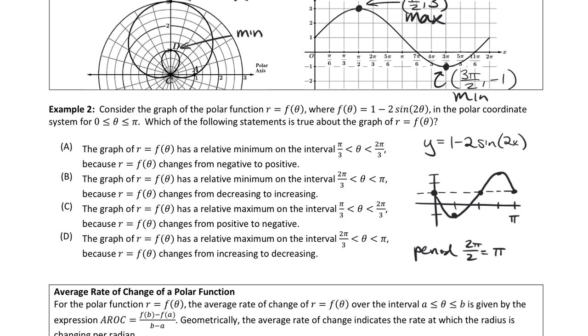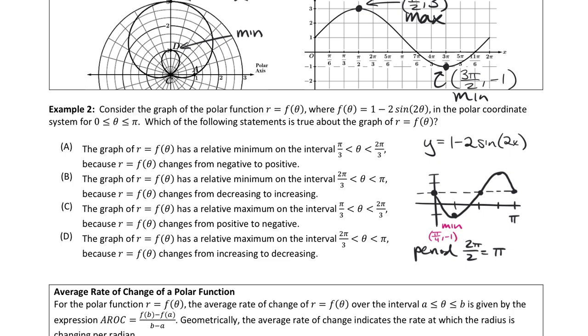So questions for you. On our rectangular function, where is the relative minimum? Right there, without working too hard. It would be pi over 4, comma, negative 1.